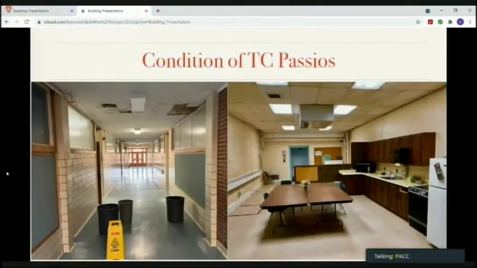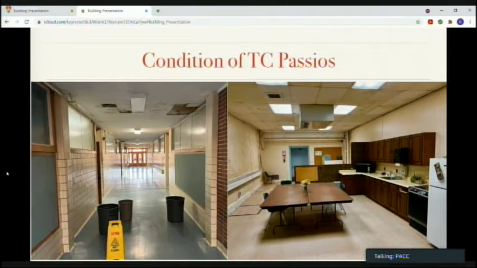What's not depicted here is that we also have an old library at the school that is completely unusable. It's not a room that even staff go into because of the mold that's present from the leaking roof. This slide depicts a continuation of that leaking roof, with one slide showing the buckets in the hallway. And the right slide depicts our staff lounge at TC Passios.